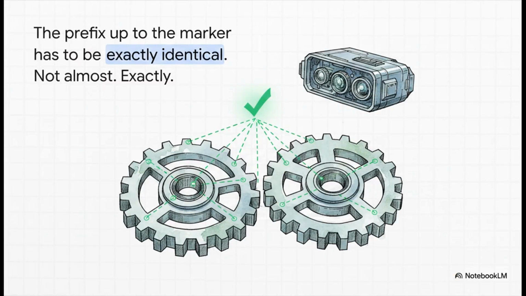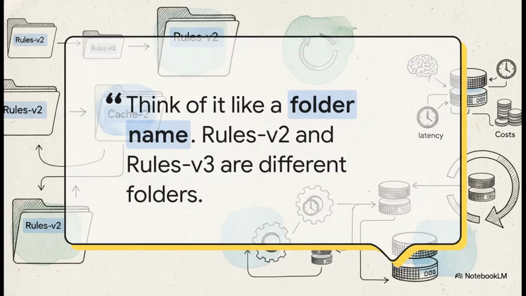But okay, there is a catch here, and it's a really important one. The prefix, basically everything right up to that cache control marker, has to be exactly the same on every single call. I don't mean almost the same, I mean absolutely 100% exactly the same. Think of it kind of like a folder name on your computer. Rules v2 and rules v3 are completely different folders, right? The system isn't going to look inside to see if the contents are similar, it's just matching on that label. If even a single character is different, boom, total cache miss.